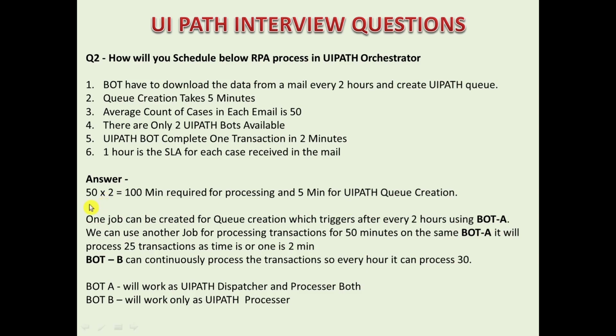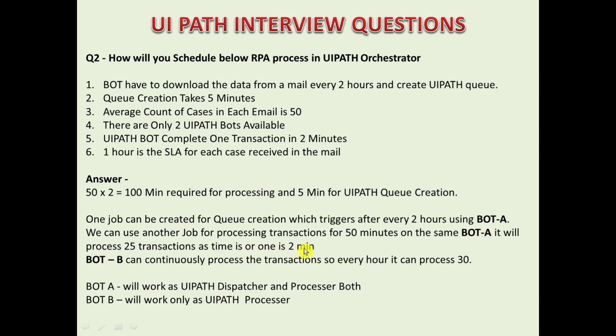Now we have two bots, bot A and bot B. The next step is to create another job for processing transactions on bot A. On bot A itself, we have two things: we'll download the data first and then process the data. It can process 25 transactions at 2 minutes each.